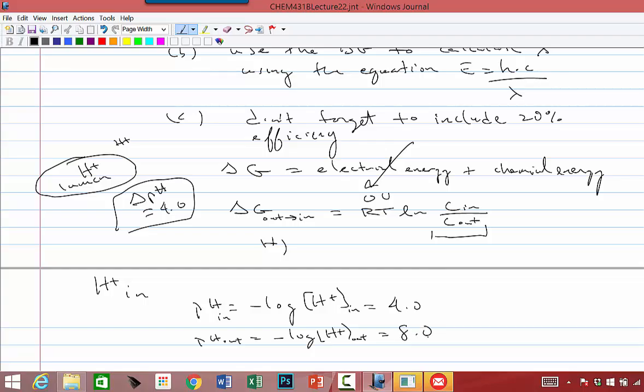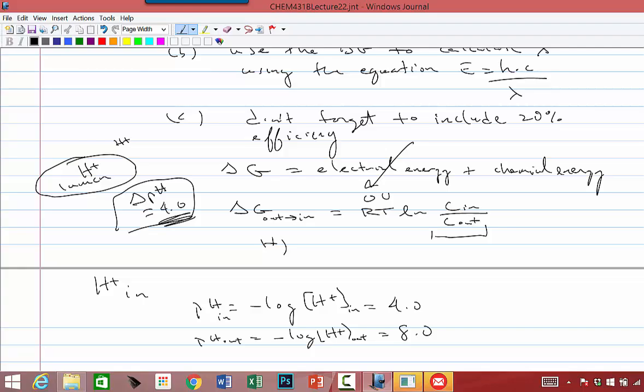Why was I wrong when I said 7? The delta pH is 4. That's right, so I've got to think right. Now I have the delta pH is 4, exactly right. The difference between 8 and 4 is 4. So now I've accomplished what I wanted to for this problem.